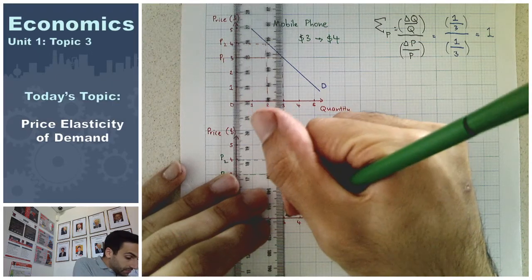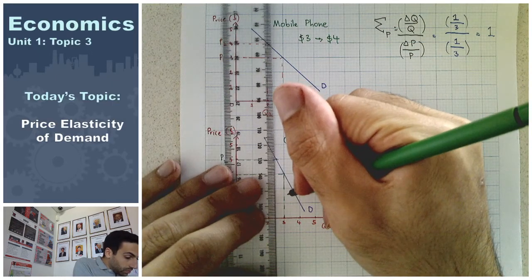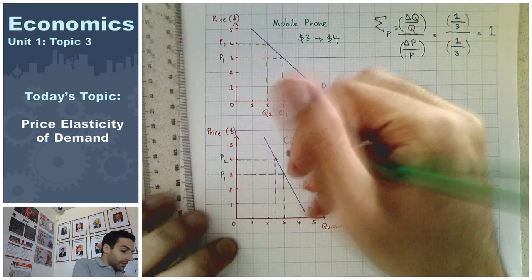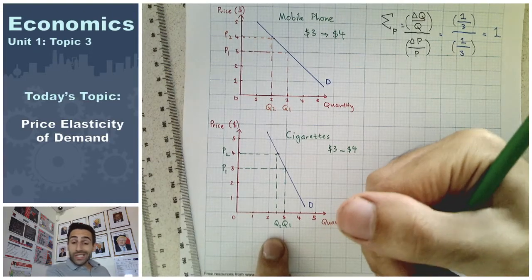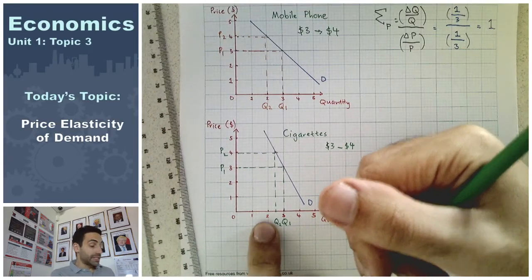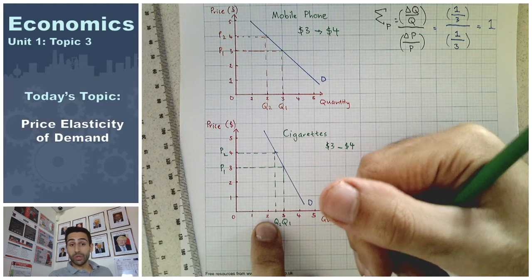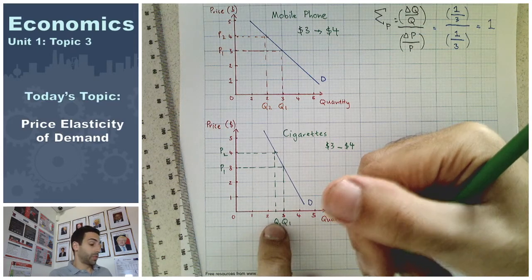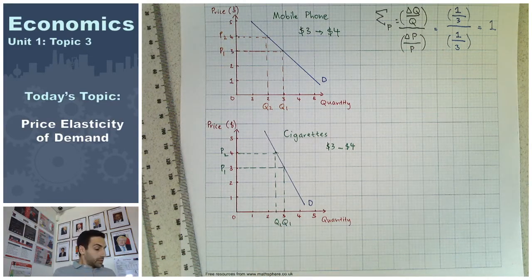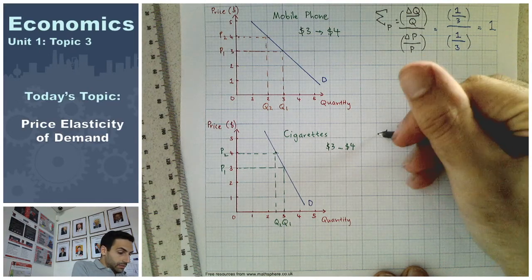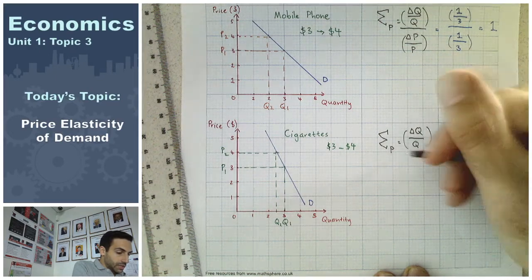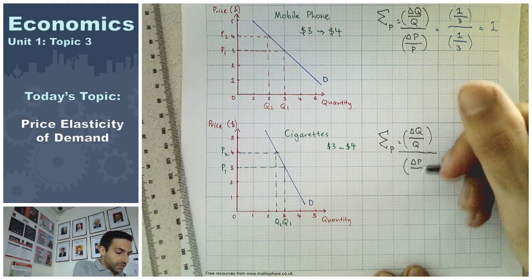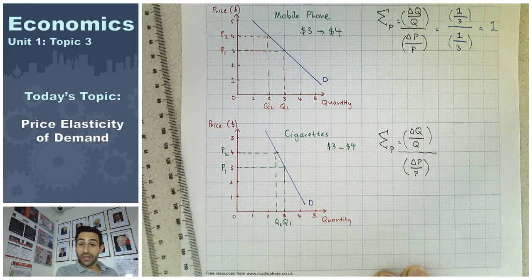So we've got quantity demanded 1, quantity demanded 2. Now, I'm going to say the new quantity demanded is 2.5. It looks pretty close. It's halfway in between 2 and 3. It's 2.5. So, for the final time, let's use our formula. Price elasticity is equal to the change in quantity divided by quantity, divided by the change in price divided by price. All right, let's plug in the variables.